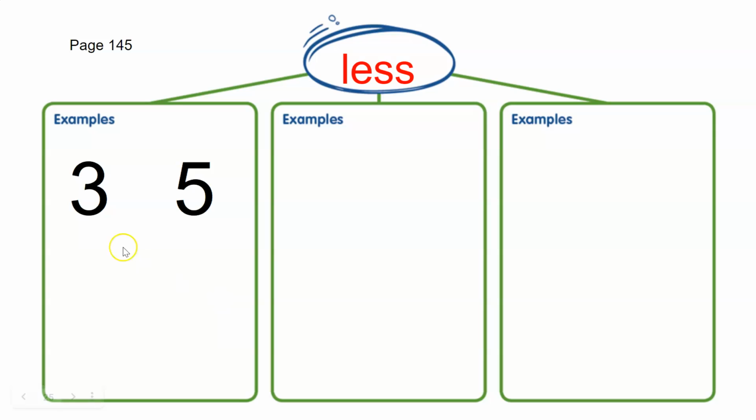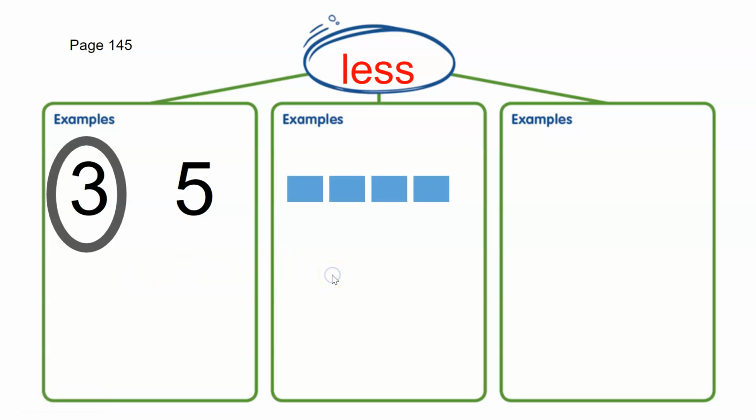So here I have the numbers 3 and 5. How am I going to show less? I'm going to show by circling the less, the smaller number, the smaller amount. So there I have a circle around 3. So then I'm going to give another example. So here I have 4 blocks and 2 blocks, so I'm going to circle the one that is less. So there I circled 2, the one with 2. And then you can give another example.